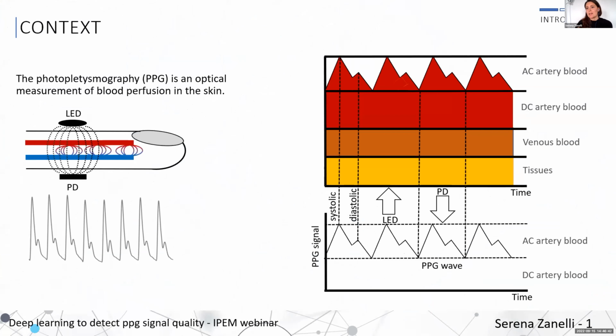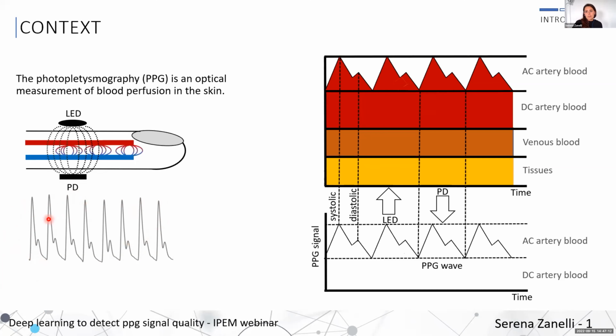So I imagine that everybody knows what PPG is, but I'm going to do a small introduction anyway. PPG is an optical measurement of blood perfusion in the skin. It is composed of an LED and a photodetector. The LED emits light. The light is partially absorbed by your tissue and then reflected or transmitted, depending on the technology that you use. You obtain a PPG signal that is like that.